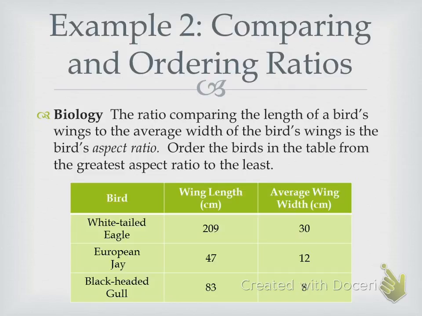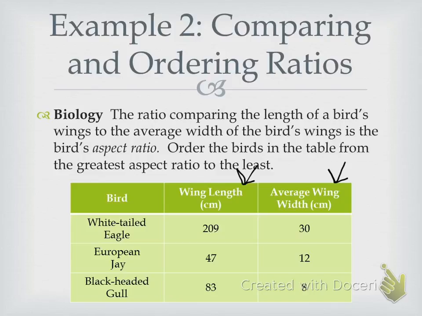Well, there's 2 ways that I can compare a ratio. The first way is to change the ratio to a fraction, or to a fraction with a common denominator. The second way is to change it to a decimal. So let's look at this example, and then we'll see how we can write these ratios. It says the ratio comparing the length of a bird's wings, which is this column, to the width of the bird's wings, this column, is called the aspect ratio. So order them from the greatest to the least.